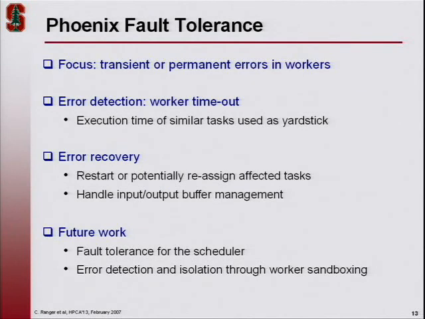But before we get to the performance results, let's talk about the fault tolerance model we used. We focused on transient and permanent errors in the worker, and our error detection scheme was based on worker timeouts. So if a task tended to be running a little bit longer than the other tasks, we assume it had an error and start the error recovery process. It included restarting the task, and if that failed after multiple times, we assumed the worker had a permanent error, and we reassigned that task to a different worker. The scheduler handles input and output buffer integration for you when these errors occur. In the future, we'd like to add fault tolerance for the scheduler and do some error detection and isolation through worker sandboxing.